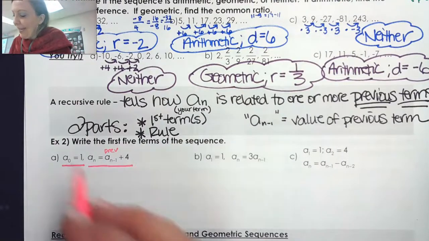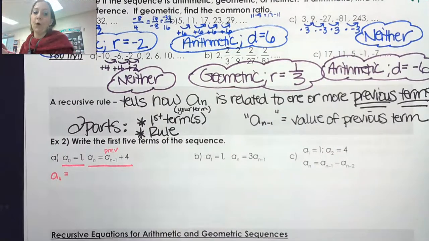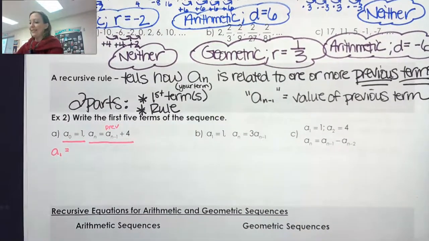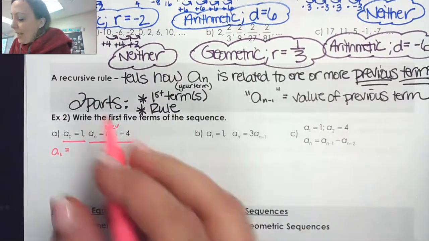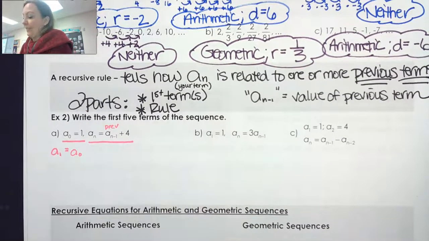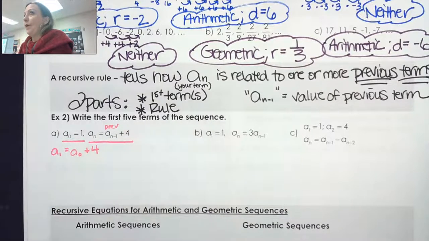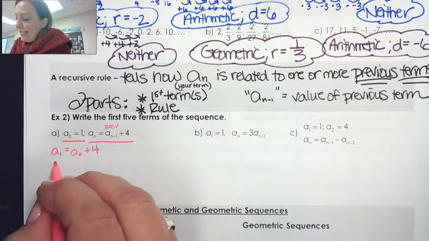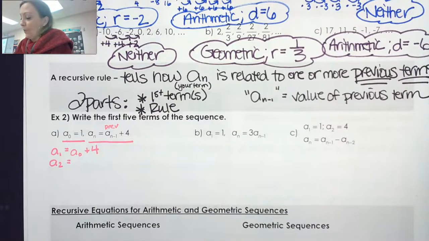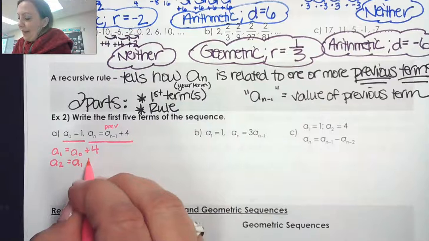So it tells me A sub 0. So what that means is that to get A sub 1, and I'm not going to write these for all of them, but just as we get used to it, to get A sub 1, I'm going to write the previous term. So before A sub 1 would be A sub 0, and I would add 4, okay? To get A sub 2, I would take the previous term, which is A sub 1, and I would add 4.